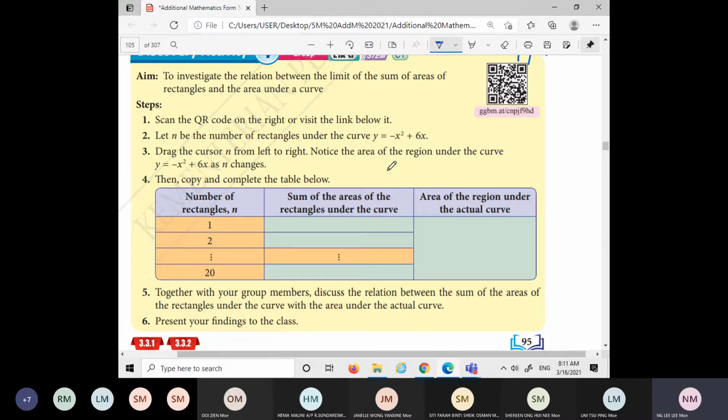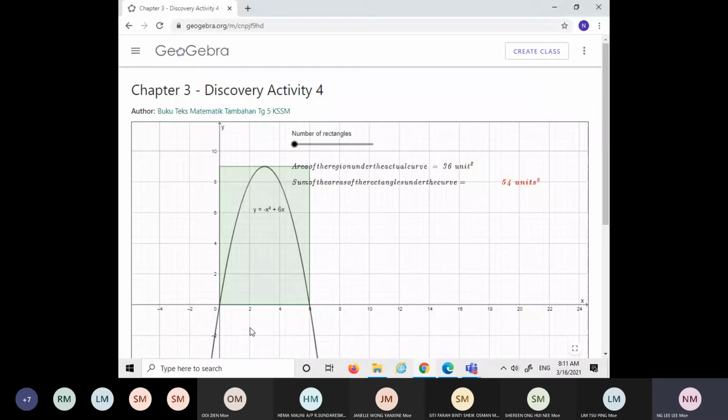Okay, we come back here. The sum of the area of the rectangles under the curve means you find the area of each rectangle and then add it up. So we start with this one whole rectangle. Can you see a rectangle? Can you see the mouse cursor? Yes, can see. Okay, so you see this is a rectangle.